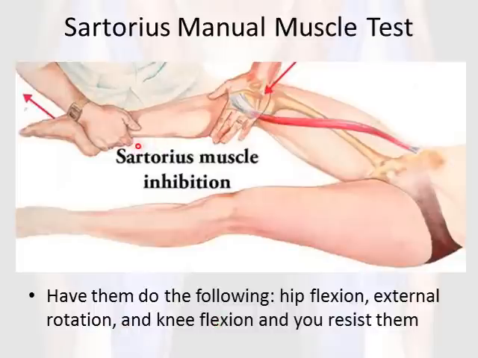And then also knee flexion, so she's trying to pull her knee back, and he's holding against that. So they're doing all three of those motions at the same time. If you can try to picture what that would look like, then he's specifically trying to target that Sartorius muscle.